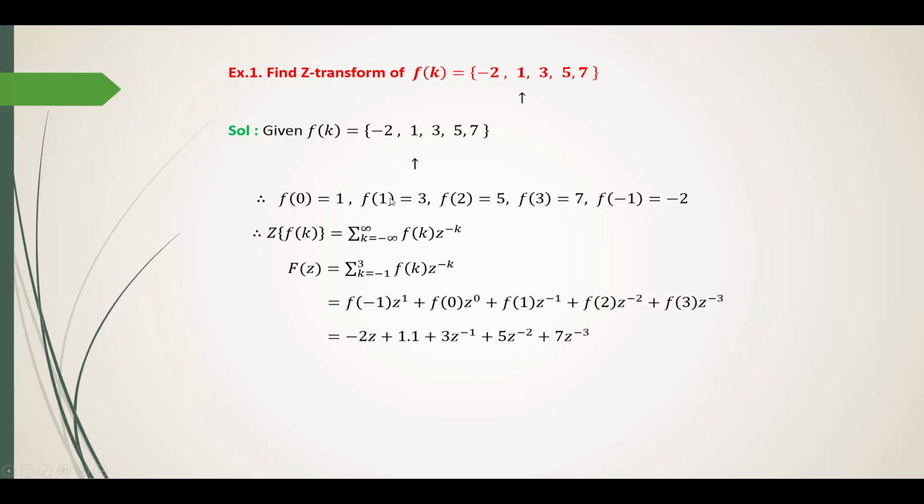and is equal to, we get, put this value, f(-1) is minus 2 into z, plus f(0) is 1, and z to the power 0 is also 1, plus f(1) is 3 into z to the power minus 1, plus f(2) is 5 into z to the power minus 2, plus f(3) is 7 into z to the power minus 3, equal to, we get minus 2z plus 1 plus 3 upon z plus 5 upon z square plus 7 upon z cube. This is a Z transform of given sequence.